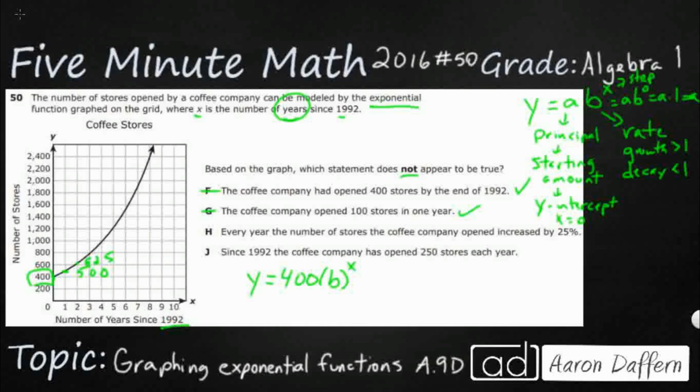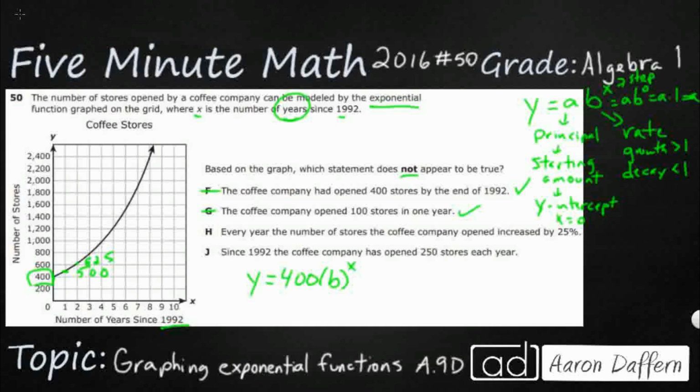Okay? H. Every year the number of stores the coffee company opened increased by 25%. Not too sure about that, because we'd have to calculate some points here. Let's skip that right now. Let's go to J. Since 1992, the coffee company has opened 250 stores each year.